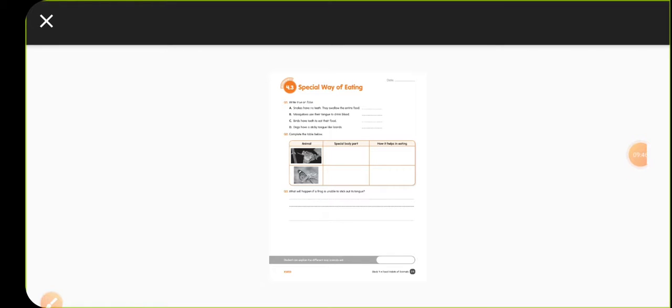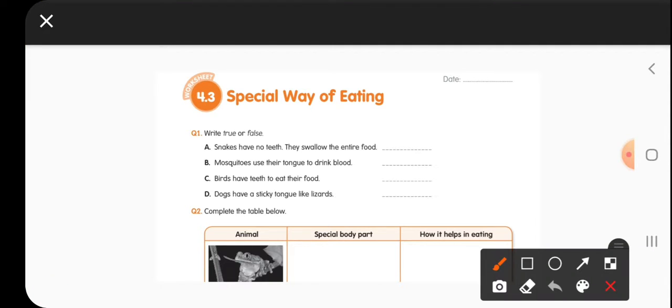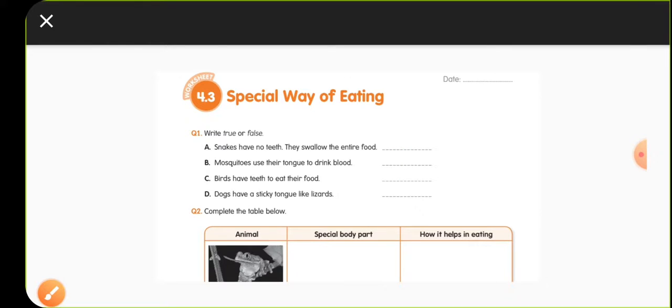Okay, children. So now let us see the workbook part. In the workbook, if you see page number 4, the special ways of eating, the first question is a true or false question. Snakes have no teeth. They swallow their entire food. Is it true or false? It's true. Mosquitoes use their tongue to drink blood. So definitely it is false. They don't have a trunk. False or true? It's true. They have a trunk.